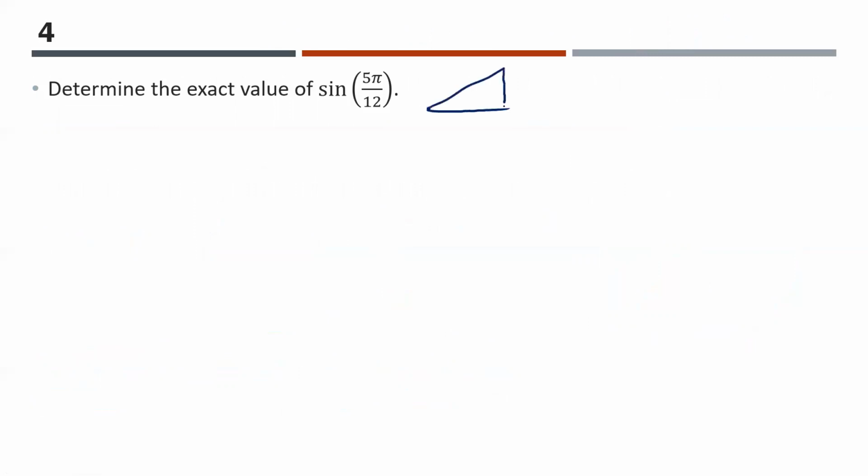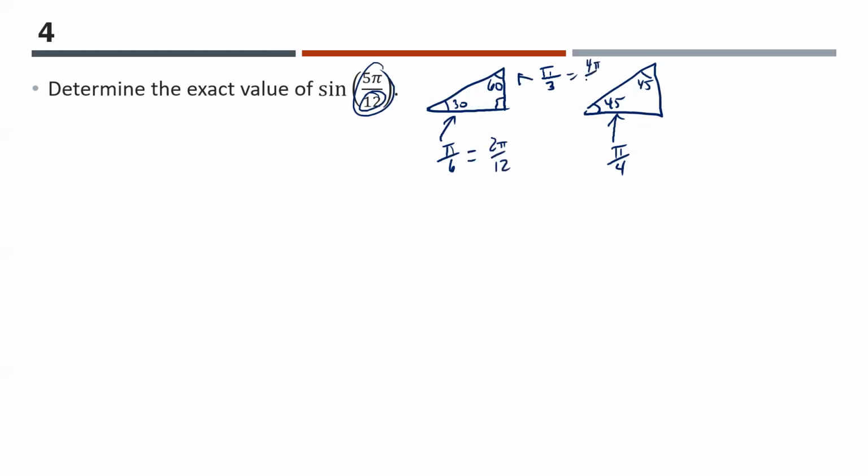I don't want to explain it in too great detail, but bottom line is we have a 30, 60, 90 triangle and a 45, 45, 90 triangle. Now, with a 30, 60, 90 triangle, 30 degrees, of course, is pi over 6. 60 is pi over 3. And 45 in this one is pi over 4. Now, we need to take advantage of this because we ultimately want to have an angle of 5 pi over 12. Since this is over 12, I would highly recommend making all of these over 12. So that would be 2 pi over 12. This one would be 4 pi over 12. And this one would be 3 pi over 12.